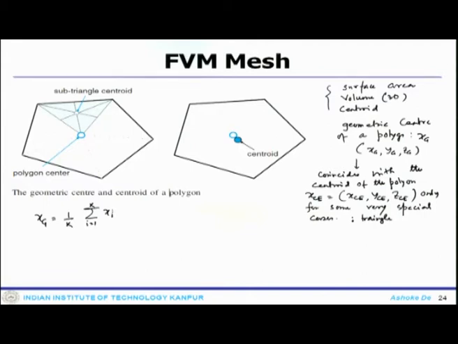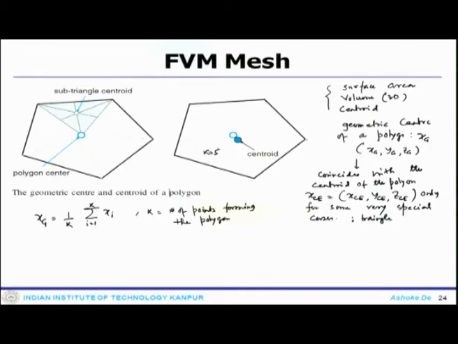Here k is the number of points forming the polygon. For example, if you look at this pentagon, 1, 2, 3, 4, 5, here k would be 5.